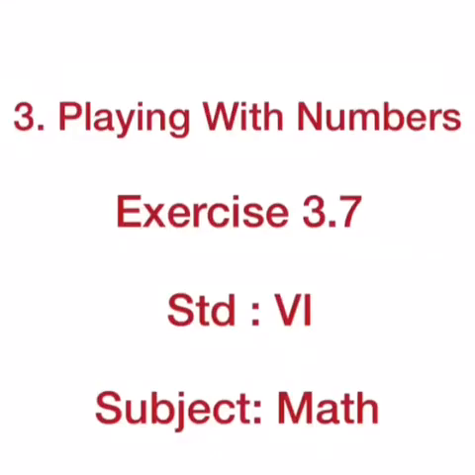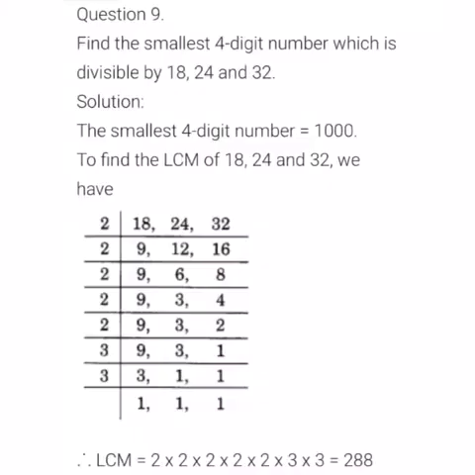Welcome back to lesson number 3, Playing with Numbers, and today we will start with question number 9 of exercise 3.7. Find the smallest 4-digit number which is divisible by 18, 24 and 32. Children, here we have to find the smallest 4-digit number which is exactly divisible by 18, 24 and 32. So the smallest 4-digit number is 1000.